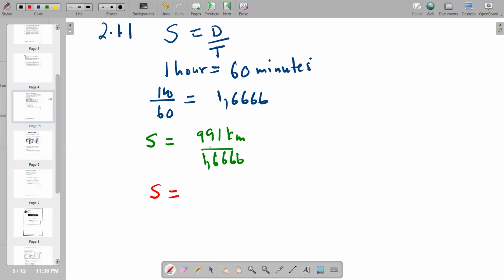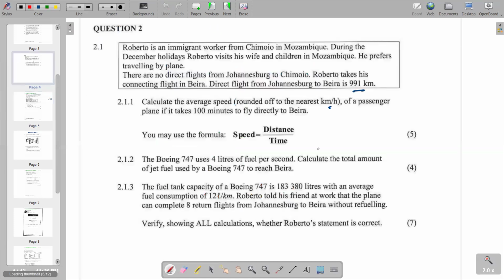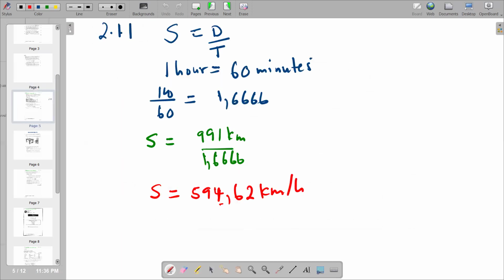Speed is equal to, if you divide correctly, 594.62 kilometers per hour. But if you refer back to our question, it says to the nearest kilometer per hour, so it means to the nearest whole number. So we use our units, and then we round it off. We've got our 6, which is going to change our 4 to 5.